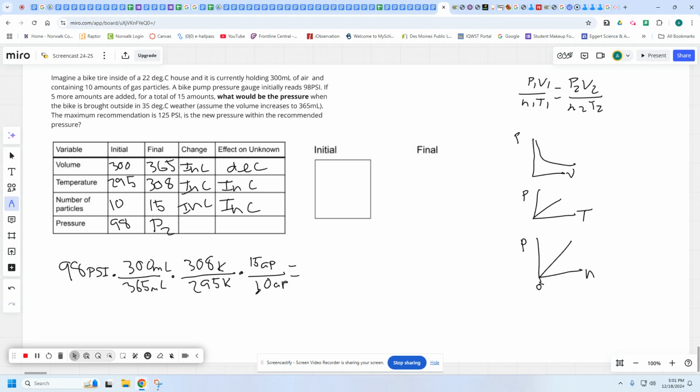So double check my work. I'm going to take 98 PSI multiplied all the way across the numerator, and all these units actually cancel through the act of division. So when I take the numerator all the way across, I got 135,828,000 PSI.